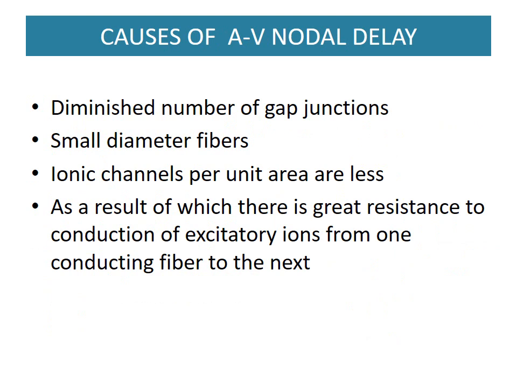The causes of this AV nodal delay are diminished number of gap junctions. Small diameter fibers are also present over there that conduct the impulse at a very low rate. Ionic channels per unit area are also less, as a result of which there is a great resistance to conduction of excitatory ions from one conducting fiber to the next.